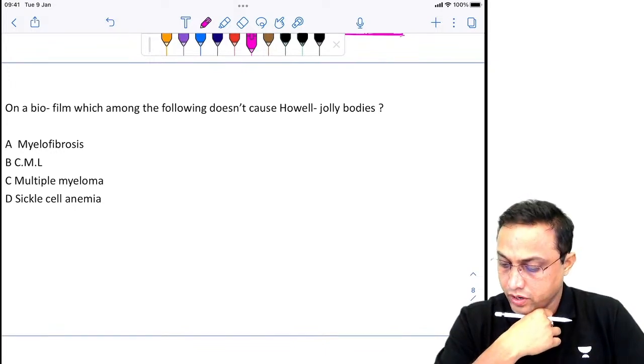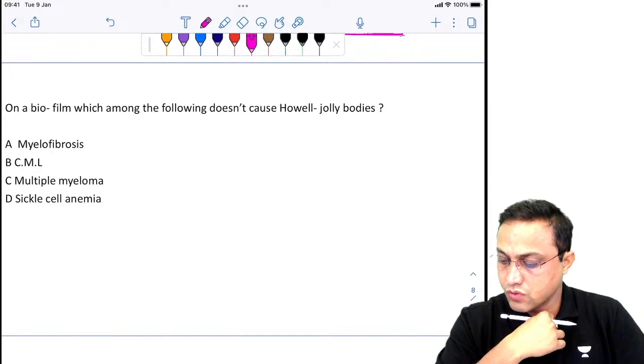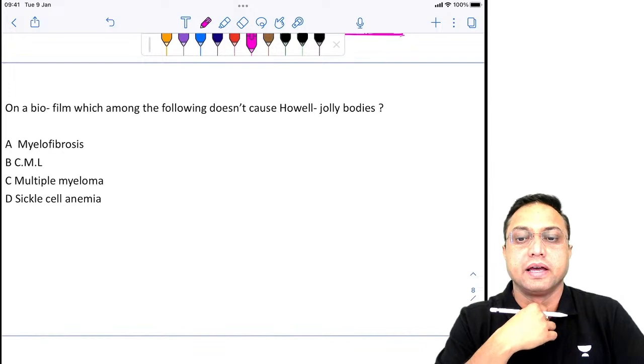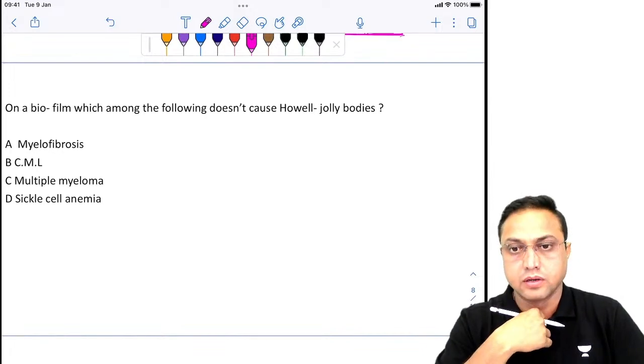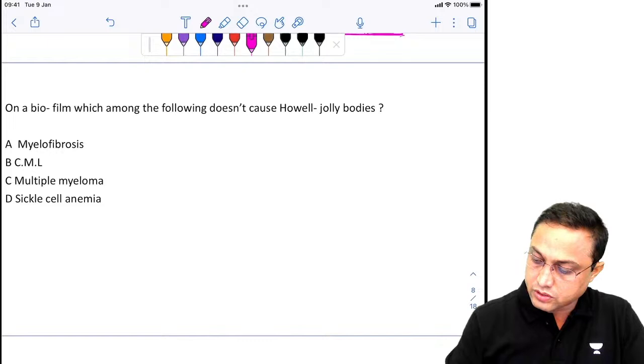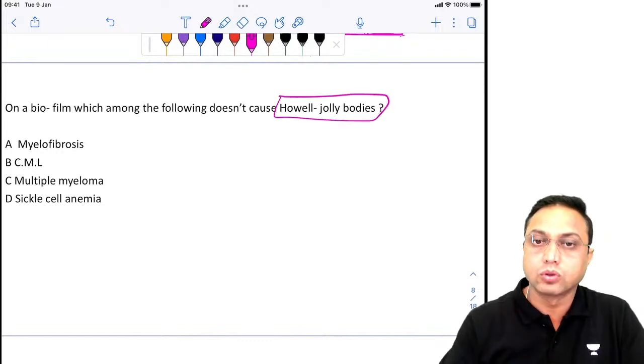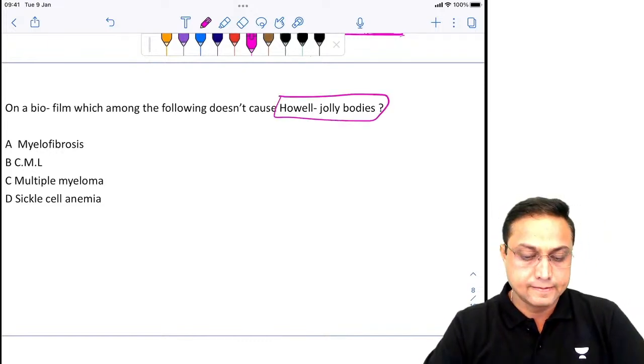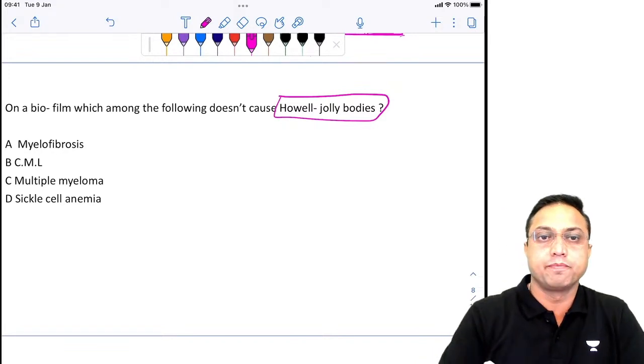Yes, on a biofilm, which among the following doesn't cause Howell-Jolly bodies? Myelofibrosis, CML, multiple myeloma, sickle cell anemia. So guys, before I proceed to the answer, I would like to know what these Howell-Jolly bodies are. What is this? Can you please tell me what a Howell-Jolly body is?